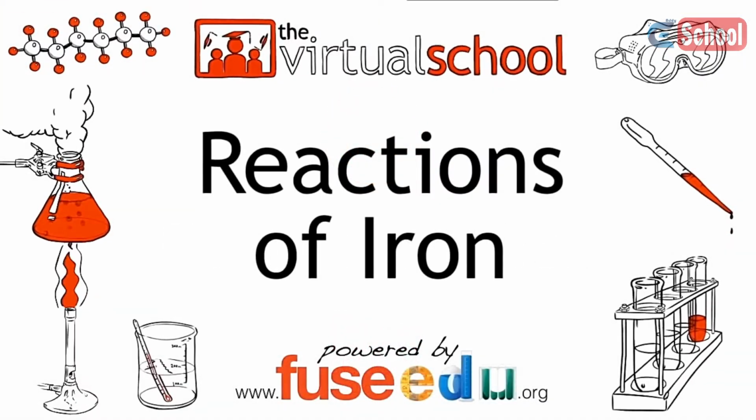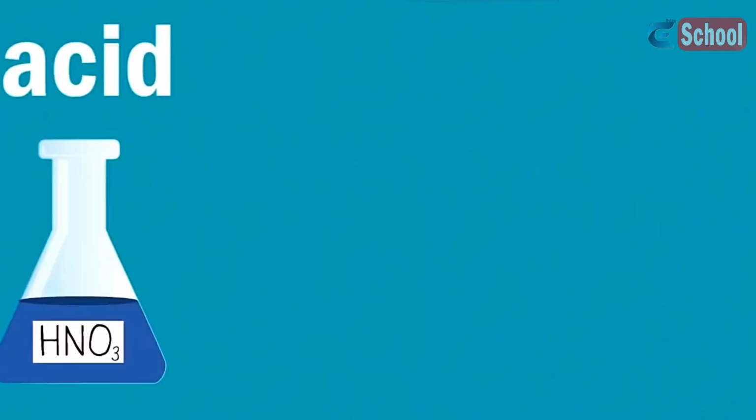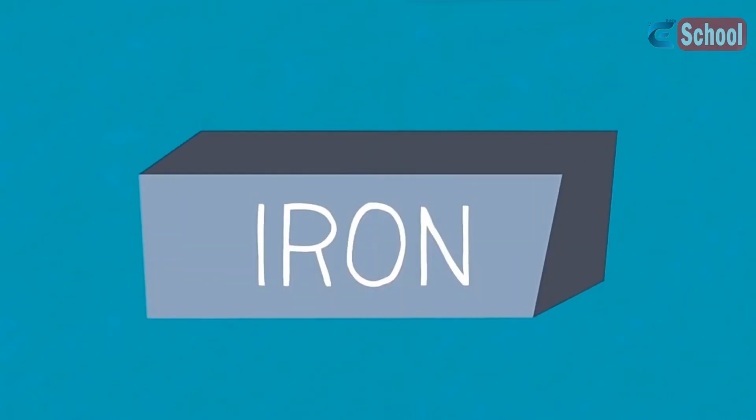In this video, we are going to look at the reactions of iron. These will include reactions with air, water, the halogens, acid and displacement. The most common reaction of iron is that with air.